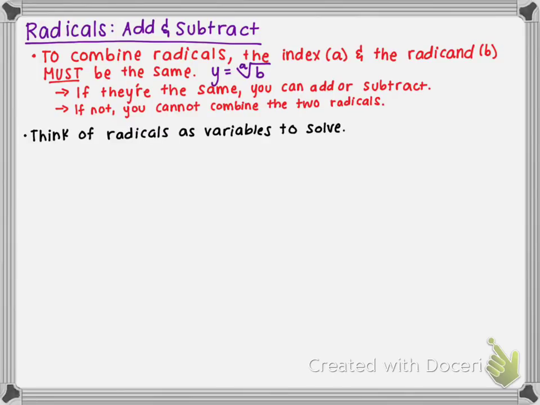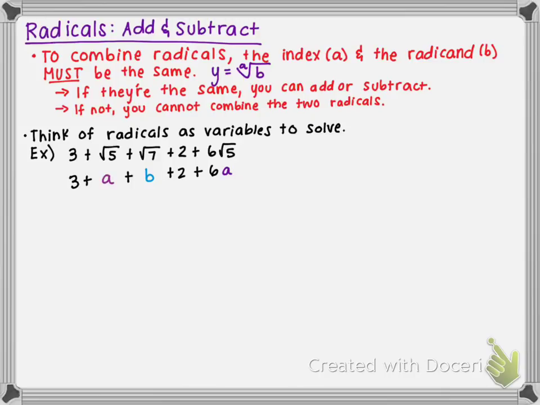So think of radicals as variables to solve. For example, if I'm given something like this, 3 plus the square root of 5 plus the square root of 7 plus 2 plus 6 square root of 5, I can think of it like this. I'm just going to substitute random variables, A and B. I'll call the square root of 5 A, and the square root of 7 B. Every time I see a square root of 5, I'm going to call it A, and every time I see a square root of 7, I'm going to call it B. So 3 plus A plus B plus 2 plus 6A.